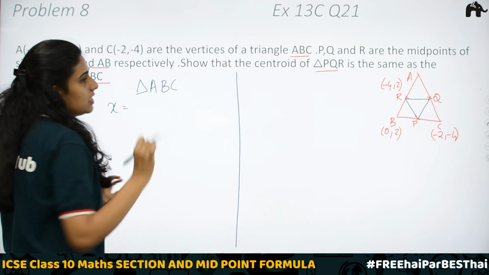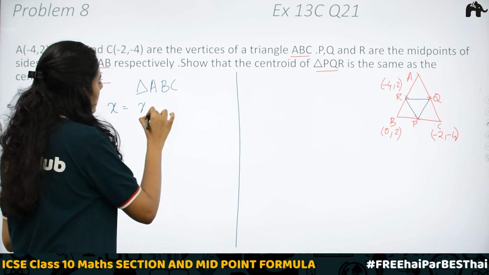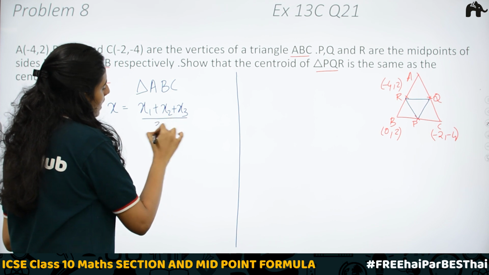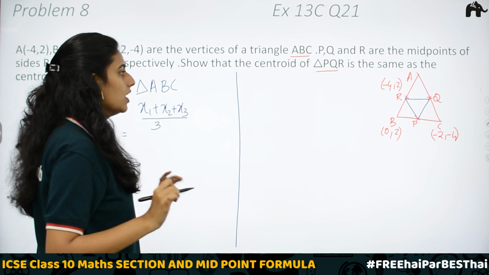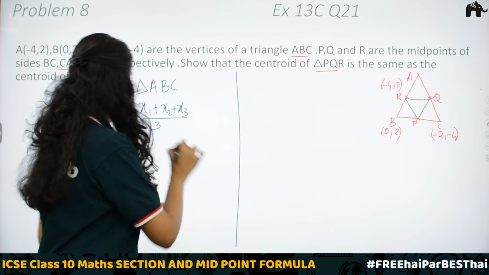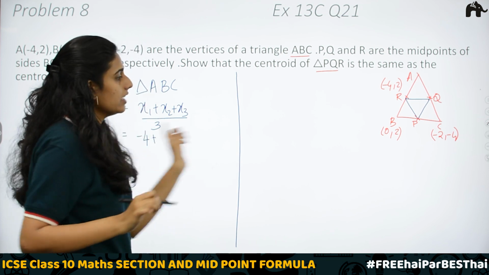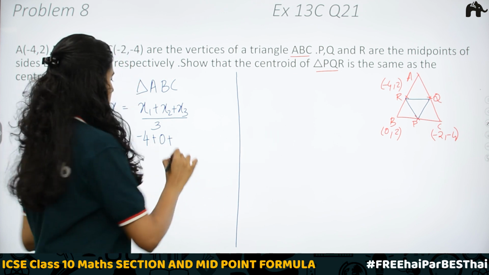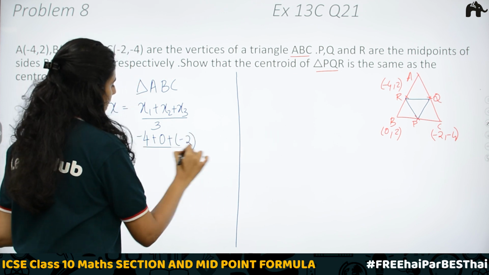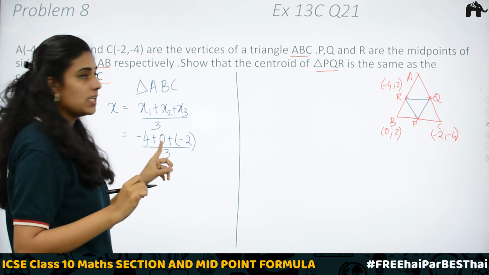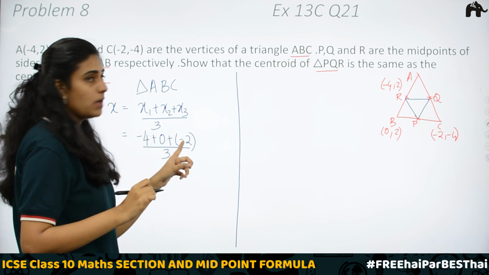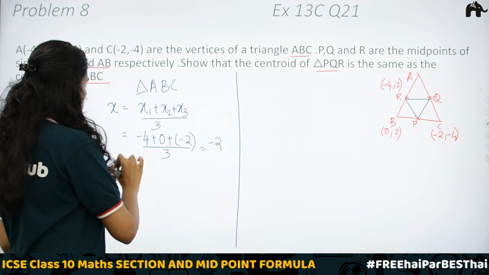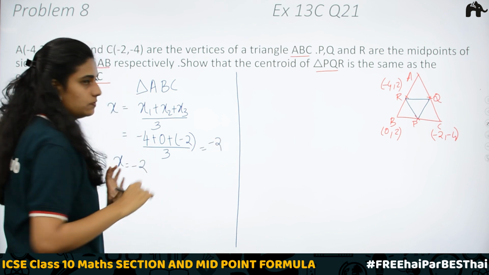The x coordinate of the centroid will be equal to (x1 plus x2 plus x3) divided by 3. Here, what are x1, x2 and x3? x1 is -4, x2 is 0 and x3 is -2. So (-4 + 0 - 2) divided by 3. -4 minus 2 is -6. -6 by 3 is -2. The x coordinate is equal to -2.